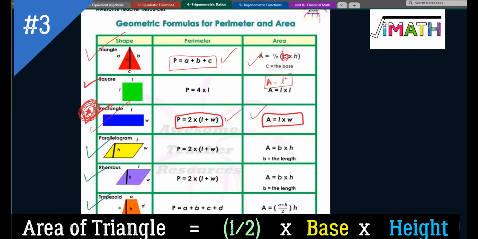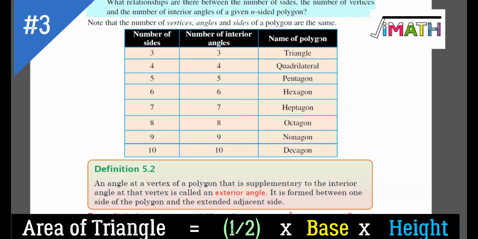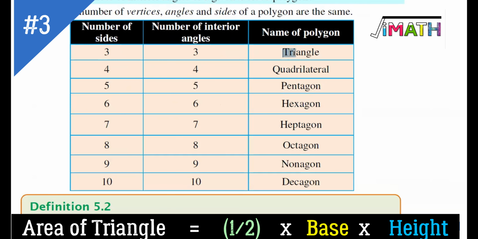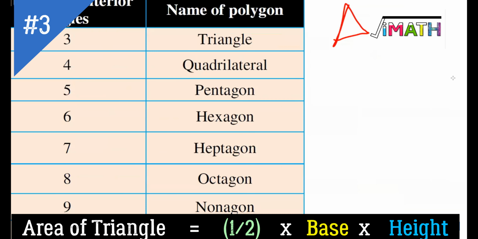Okay, so now we're going to have some lighter questions here. Just remember these few names. Tri means three. So if you have any shape that has three sides, we are going to call it a triangle. If you have a diagram that has four sides, we are going to call it a quadrilateral. Quad means four sides, just like a square and a rectangle.